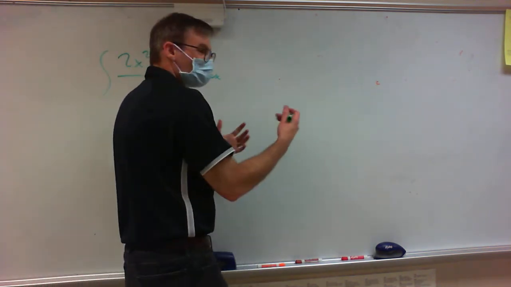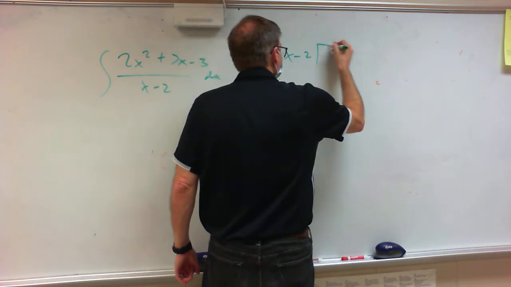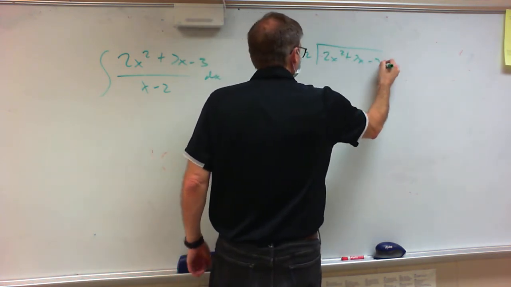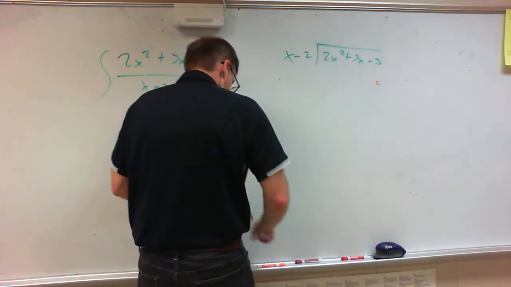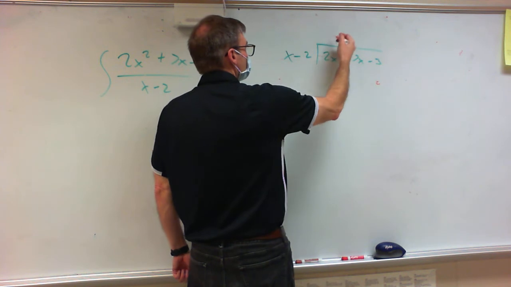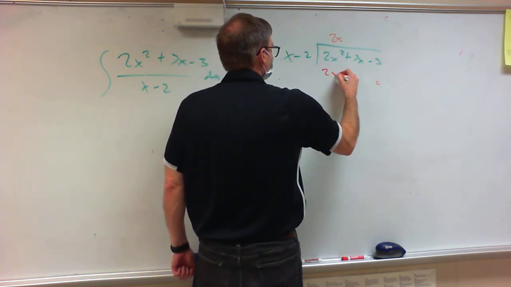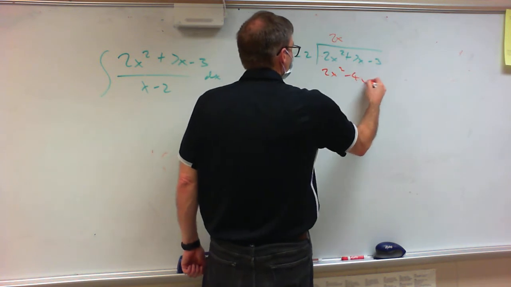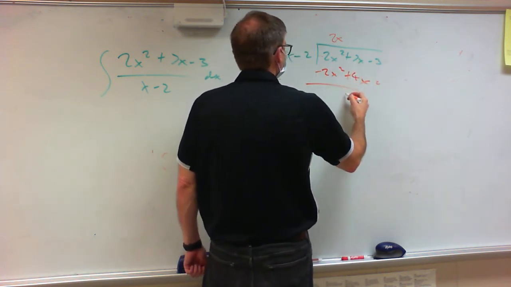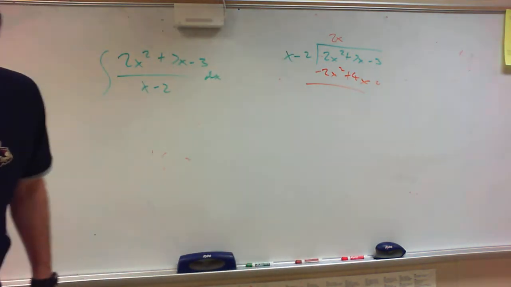So, here's our algebra step. Our algebra step is I'm going to take x minus 2 and divide that into 2x squared plus 7x minus 3. And let's see, I put a number here, so that's a 2x. That's going to give me 2x squared minus 4x. Change the signs. Did I do that right? Is this long division? Yes, this is long division.